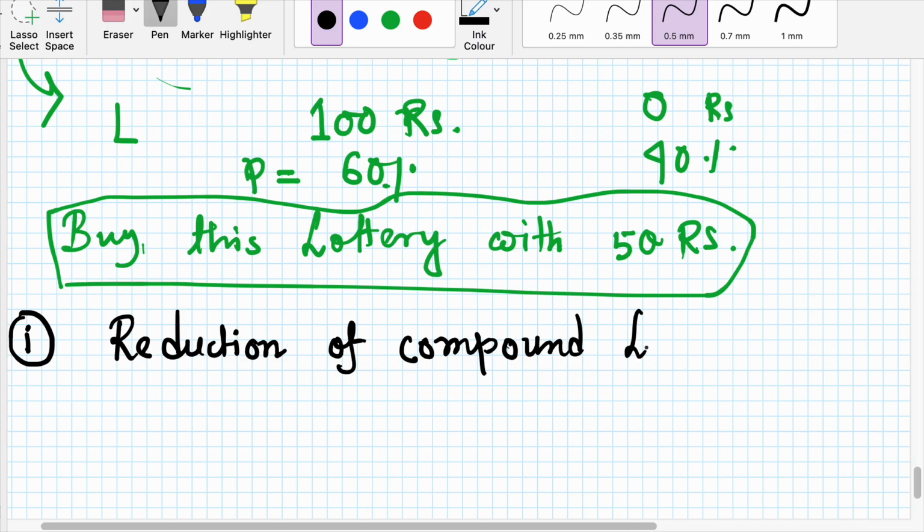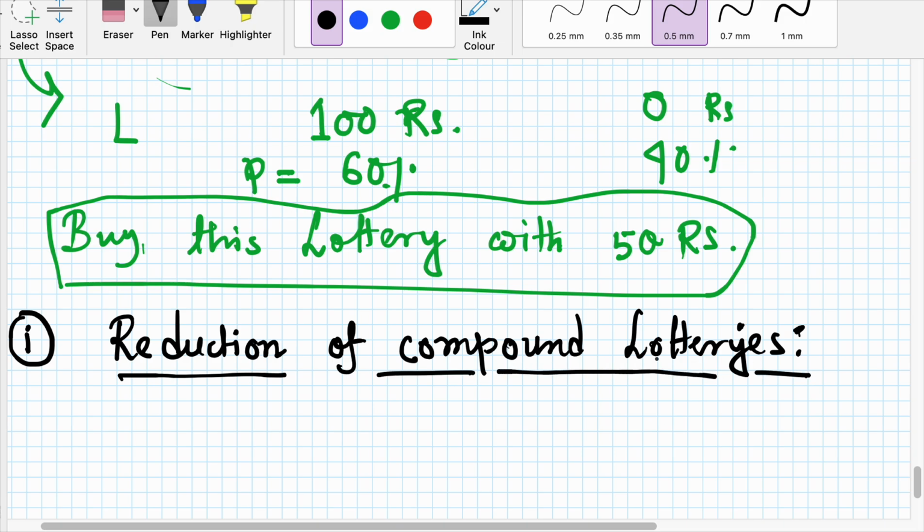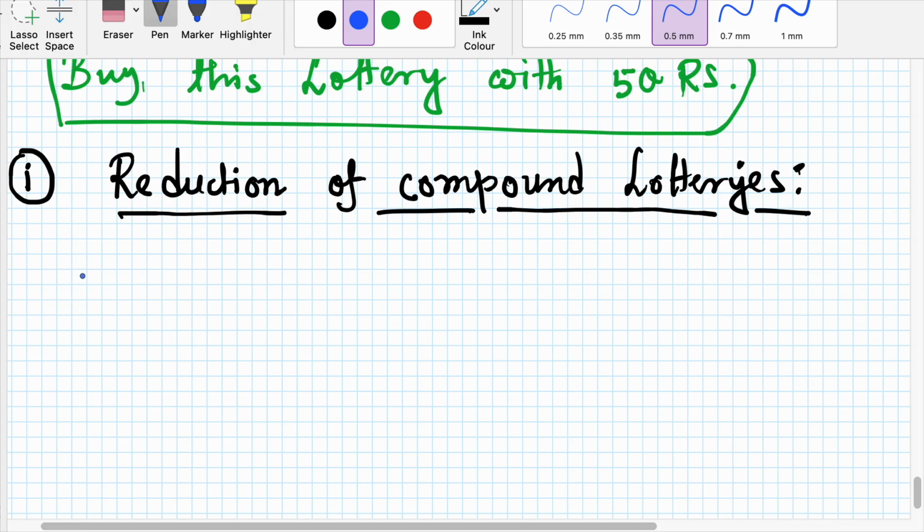Reduction of compound lotteries. That means if I have a complex lottery, then according to the probability law I will reduce this complexity using the probability calculus. So let me state this.